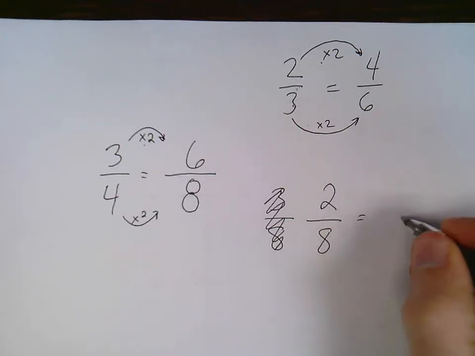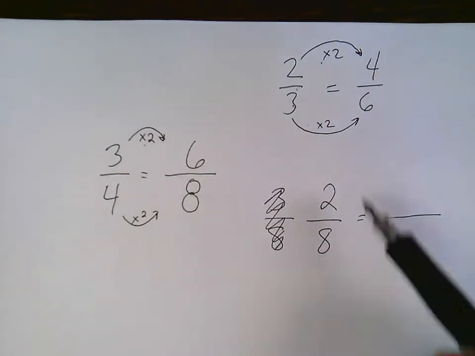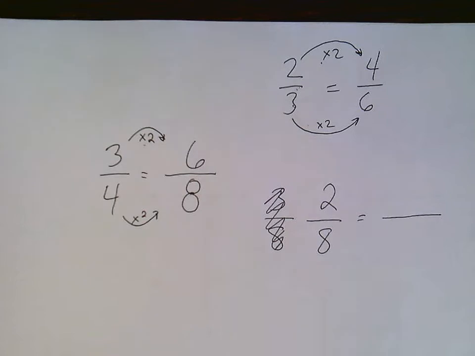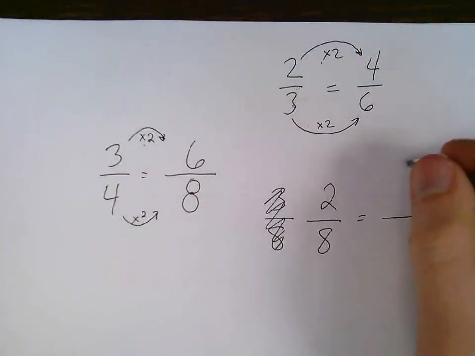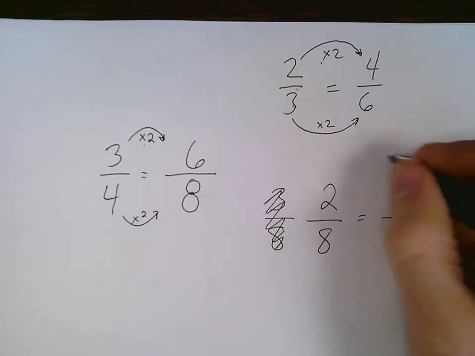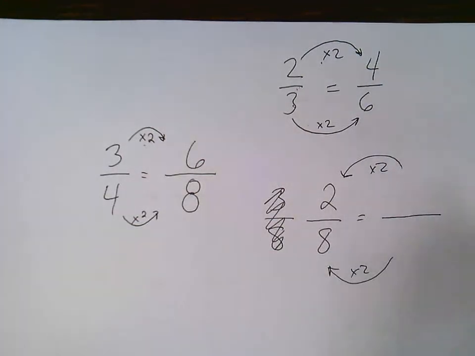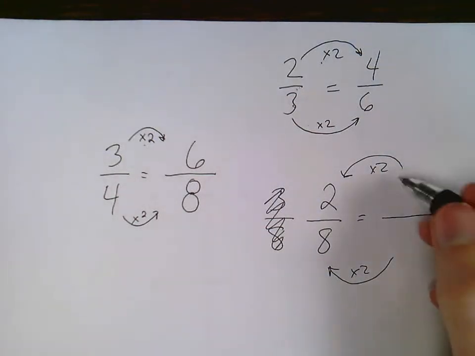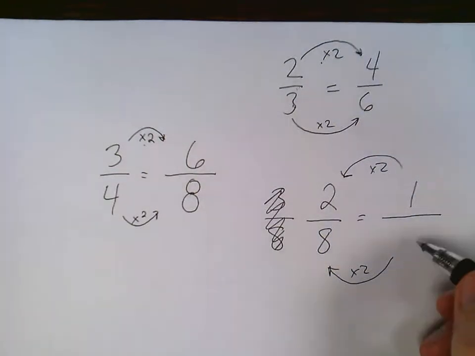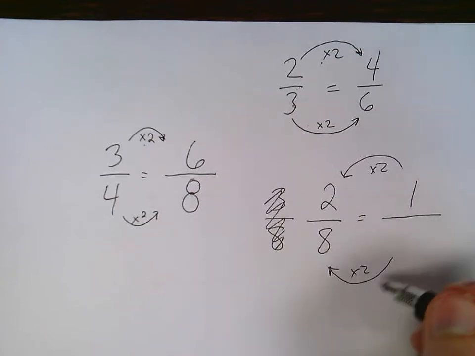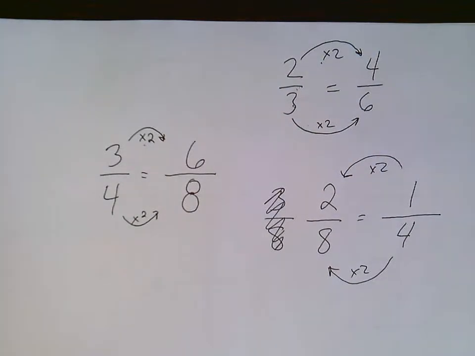So in order to create a fraction that's equivalent to 2/8 and keep the fraction small, what I'm going to do is ask: what is this numerator, and what is this denominator, that if I multiply the numerator and the denominator by 2, it'll give me 2/8? In other words, what times 2 will equal 2? Well, 1 times 2 will equal 2. And what times 2 will equal 8? 4. So 1/4 will equal 2/8. 2/8 will equal 1/4.